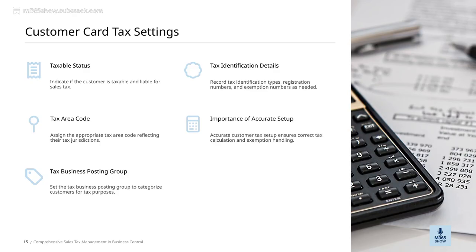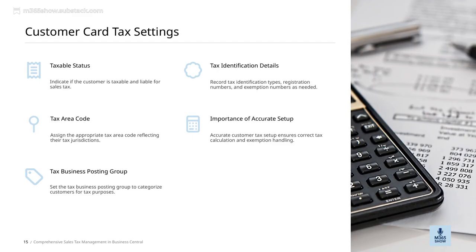First, I want to emphasize that having an accurate customer tax setup is crucial. It ensures that the system calculates taxes correctly and handles exemptions properly, reducing errors and ensuring compliance. When setting up these details, make sure to record all relevant tax identification types, registration numbers, and exemption numbers when needed. This information is vital for accurate reporting and for handling any exemption processes smoothly.